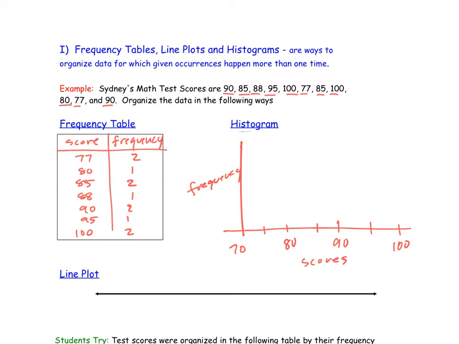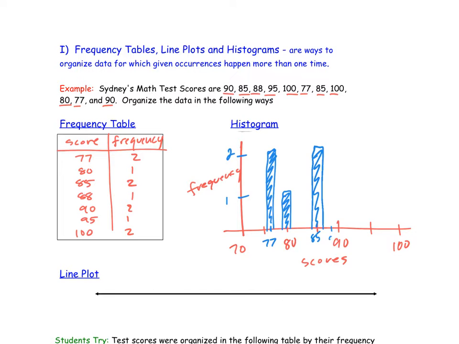So if you got all these scores, I got a 77, which happens 2 times. On my frequency chart, I'm going to go up 1 to 2. So I've got a bar graph essentially that shows me that the score of 77 happens twice. The next score is 80, which happens once. The next score is 85, which happens twice. And you can see it goes on and on like this. It's just a different way to represent the frequency.